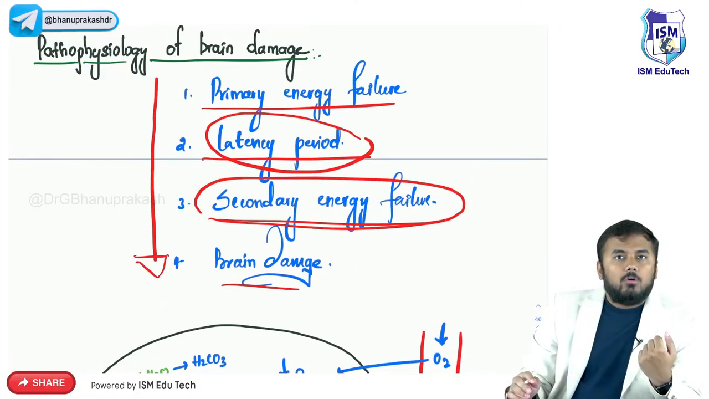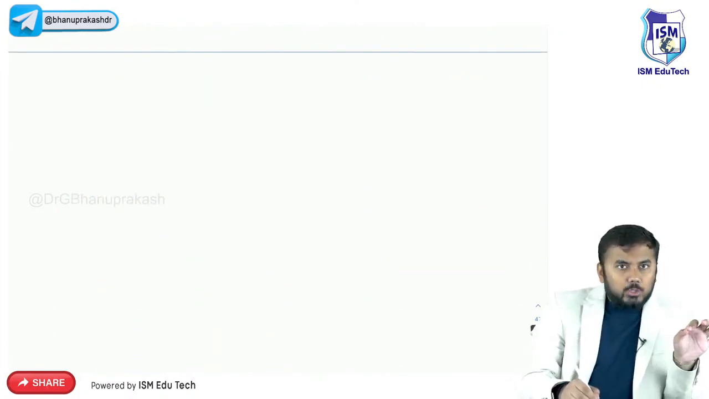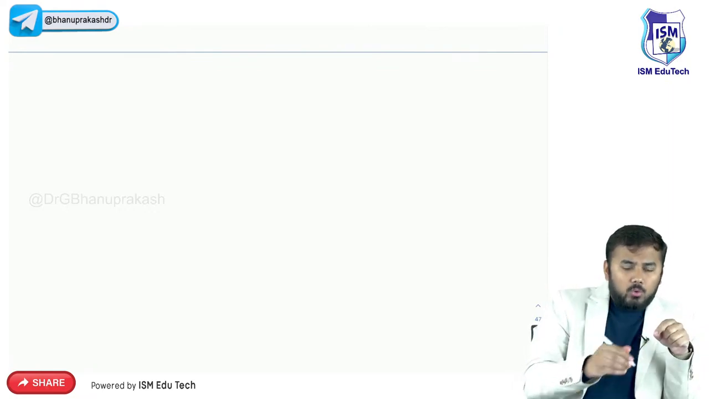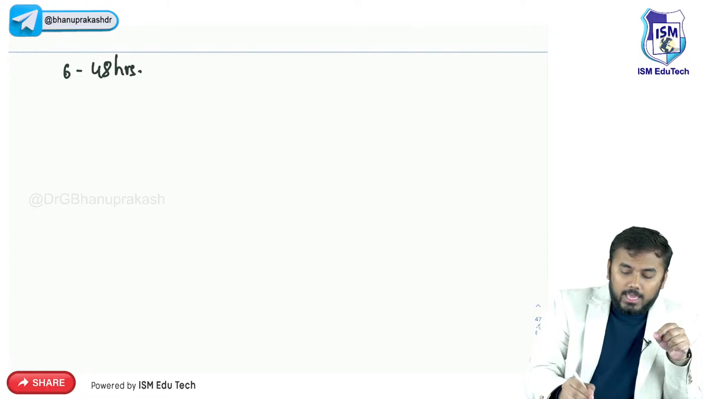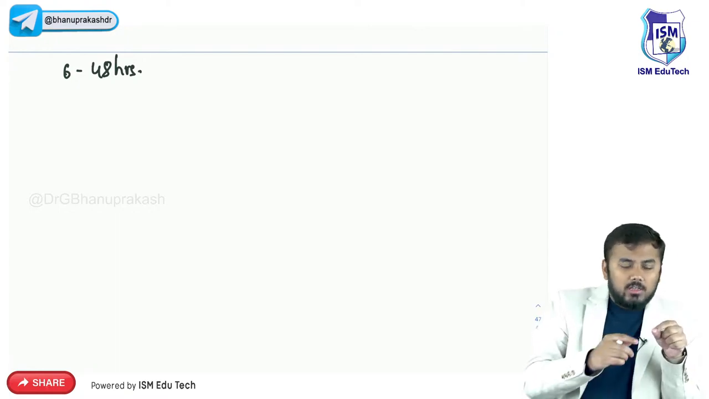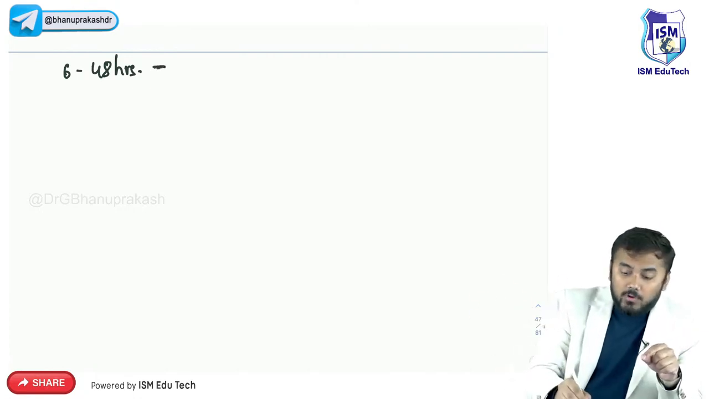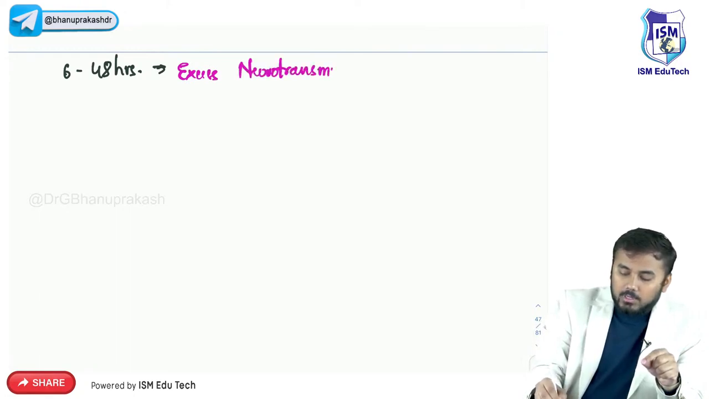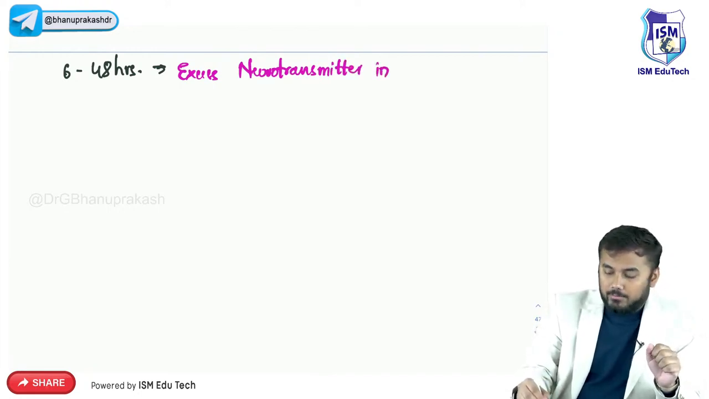Latency period के बाद कौन सा period है? Secondary energy failure. What is this secondary energy failure? Now all of you look here. What is happening? So right now the brain injury has happened, है ना? So from now to the next 6 to 48 hours, ठीक है? अभी brain injury हुआ because of low oxygen, primary energy failure हुआ. From now till the next 6 to 48 hours, what will happen is that there is excess neurotransmitter in the brain.